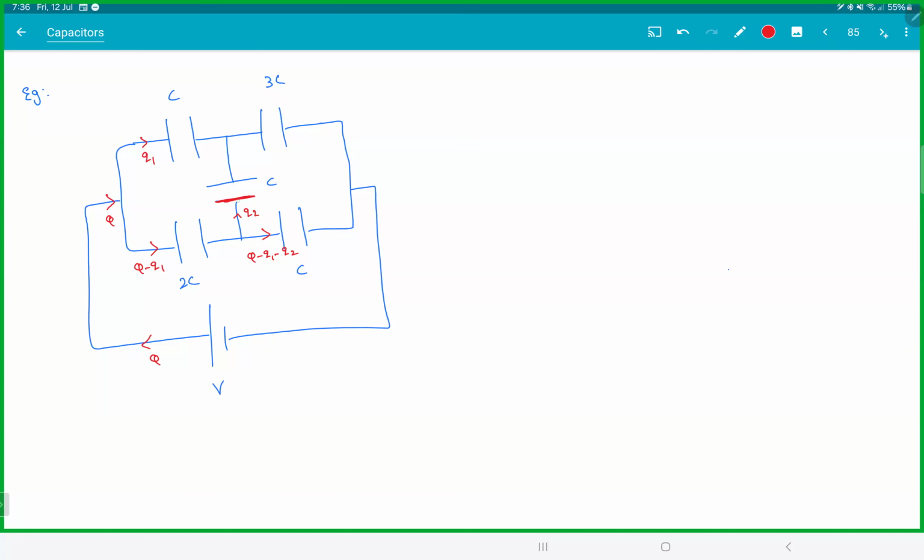So this would be the positive plate. This is the positive plate. This is the positive plate. And this guy would be Q1 plus Q2. This is the positive plate. And this is the positive plate. And finally, Q comes out.